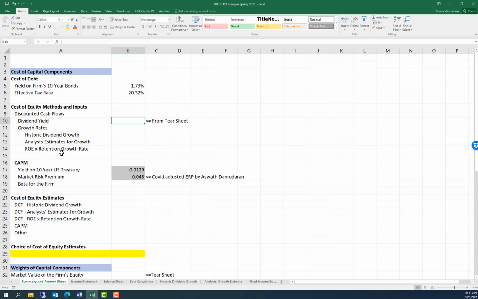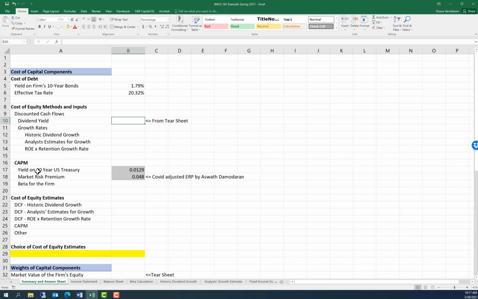And we're going to add to that a growth rate. These are all, in theory, estimates of the expected annual capital gains rate, so the percentage change in the stock price. The three methods we're going to use, and there are many more methods than this, but the three we're going to look at are the historic dividend growth rate, the analyst estimates for growth, and the ROE times retention growth rate, also known as the sustainable growth rate.